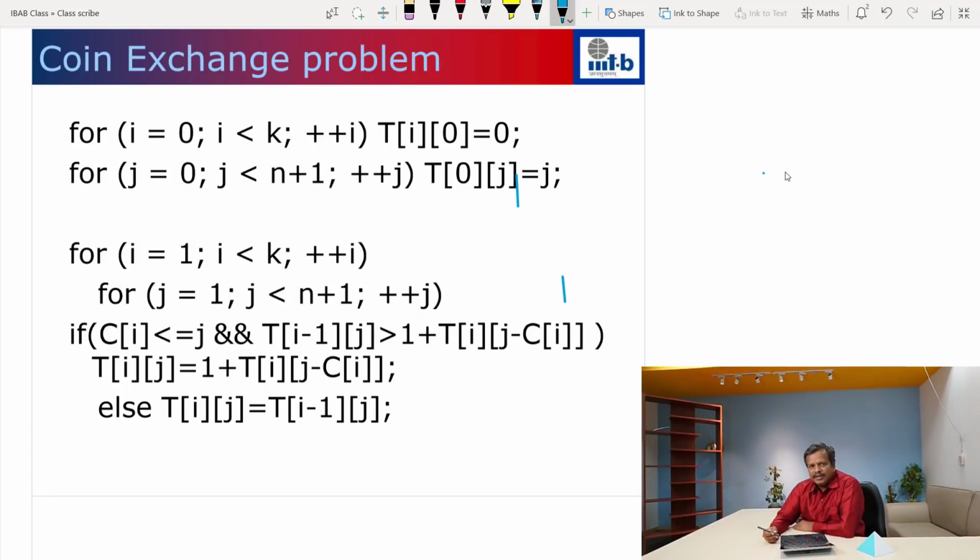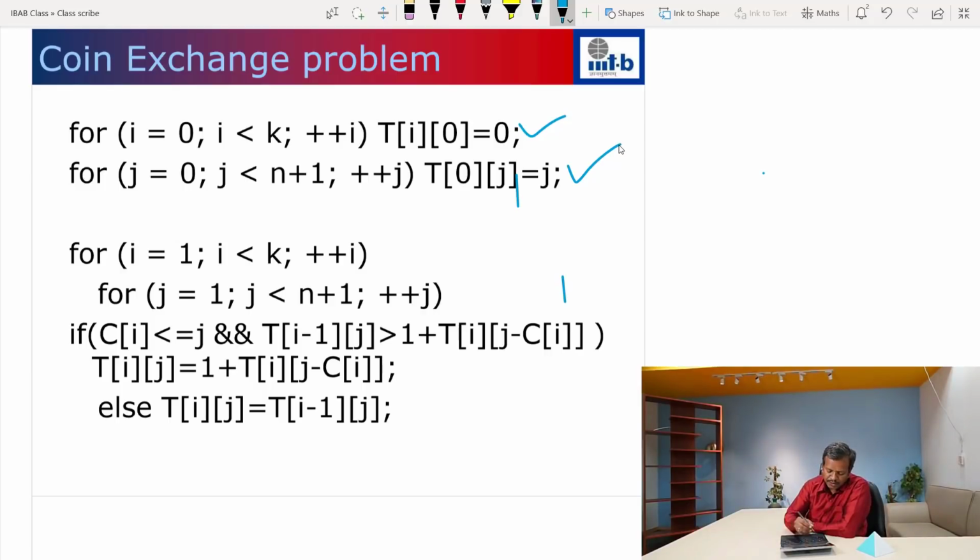Yeah, let's understand the code for this. As I said earlier, for any i, if I have to pay for 0 amount, then the number of coins required is 0. And for any j, if I am allowed to use only the first coin and the value of the first coin is 1, then the number of coins required is j.